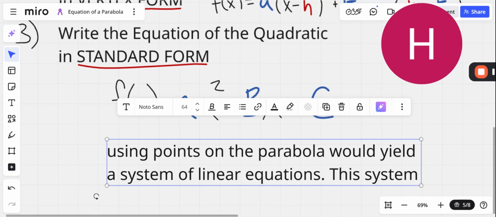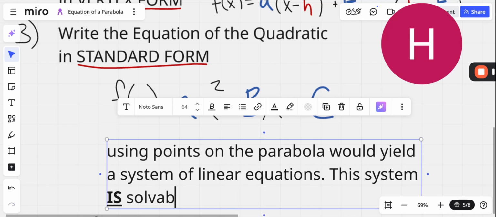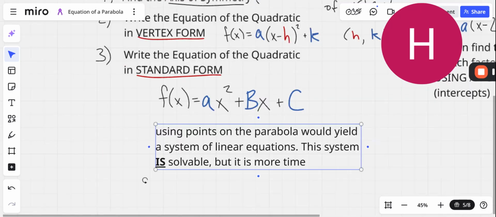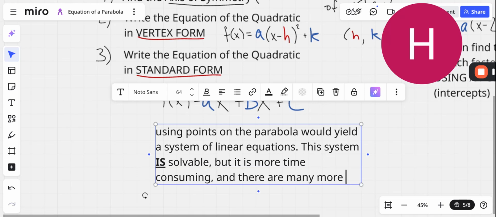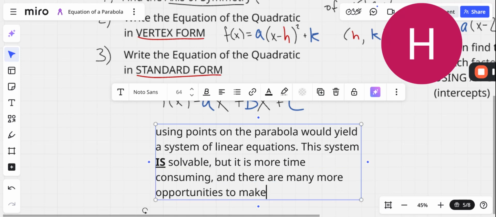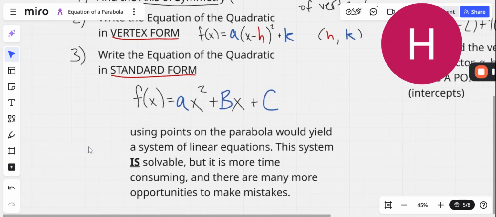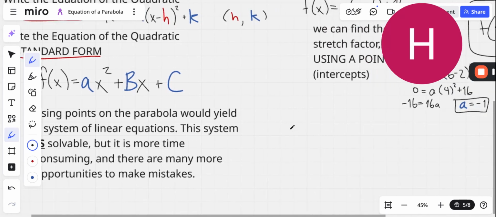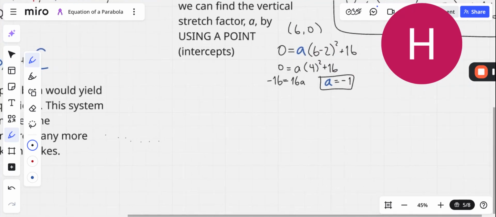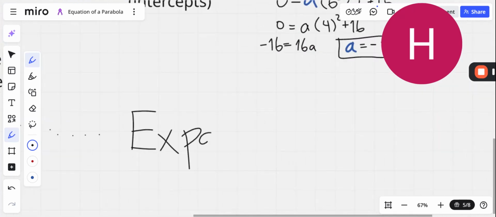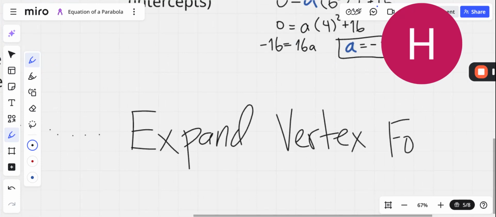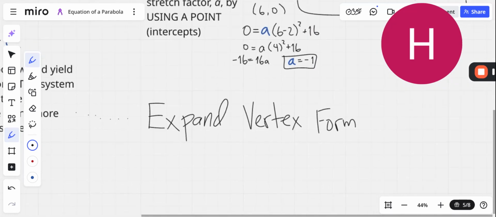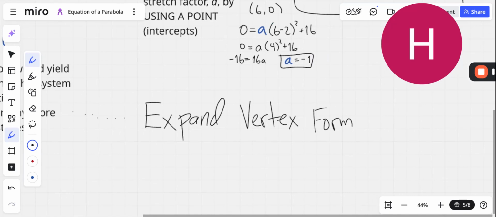This system is solvable, but it is more time-consuming, and there are many more opportunities to make mistakes. So you don't want to create a system of equations that could be complicated to solve or just require a lot of calculations that you could make a mistake on. It would be better for us to just expand the vertex form, which does require a little bit of work, but it's definitely not as much work as solving a system of equations in 3 variables. We would be missing a, b, and c. Kind of tough to work with that.